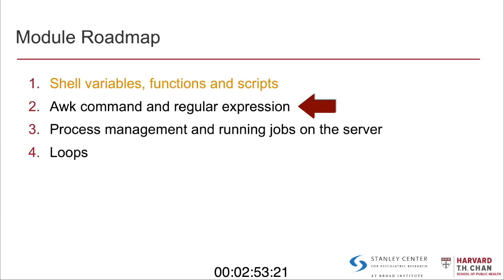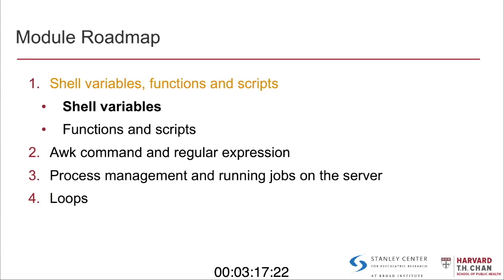Then we're going to see the awk command, which is super useful to extract information from really large genetic data. Third, we're going to see how to run jobs, especially how to run jobs on the Broad server. And finally, we're going to end by seeing how to use the for, if, and while loops in Unix.